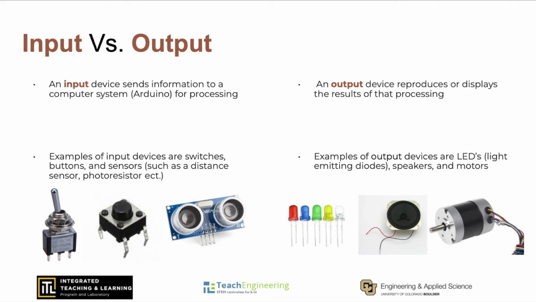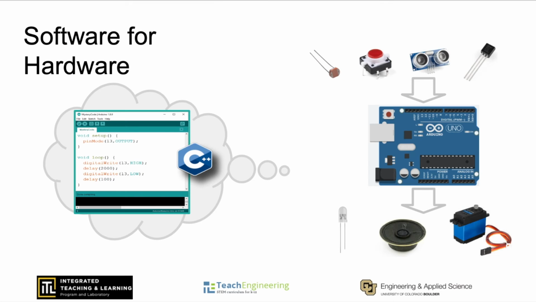Imagine a circuit with a button, an input device, and an LED, an output device, where the LED turns on when the button is pressed. The button sends data to the Arduino indicating that it has been pressed, and as a result, the Arduino tells the LED to turn on. Arduinos use sensors as inputs, such as a photoresistor, button, distance sensor, temperature sensor, and more, to drive outputs like LEDs, speakers, or motors. But first, there must be some thought involved.